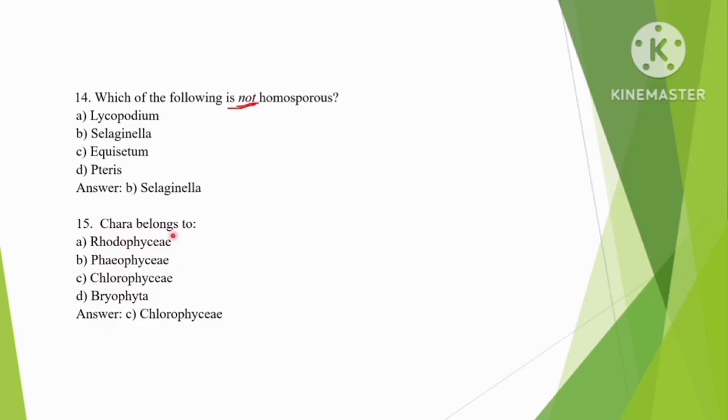Next one, Chara belongs to which classification? So it is coming under Chlorophyceae or the green algae. So Chara is also called stonewort. It is a green algae with multicellular sex organs and is classified under Chlorophyceae.